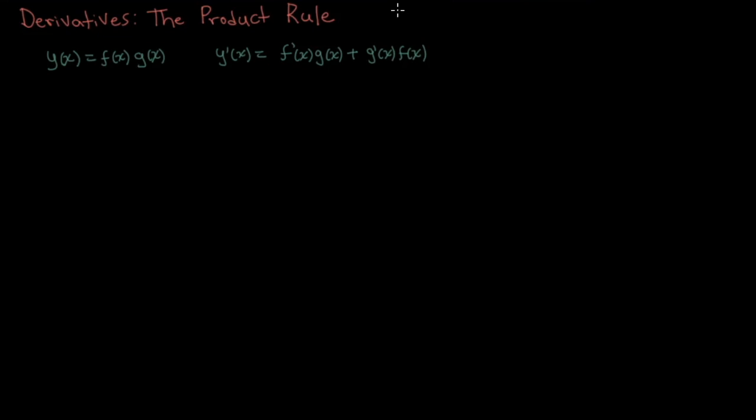In this video, we're going to discuss how to evaluate the derivatives of some more complex functions using the product rule. We would use the product rule whenever a function takes the form f(x) times g(x), or y(x) equals f(x) times g(x).